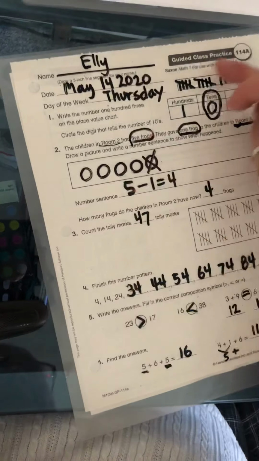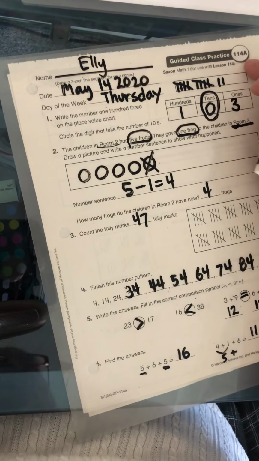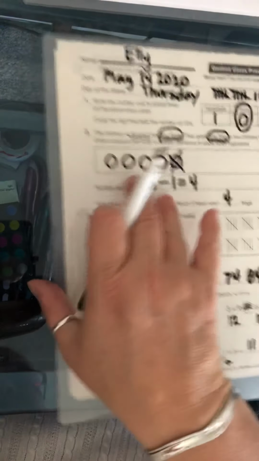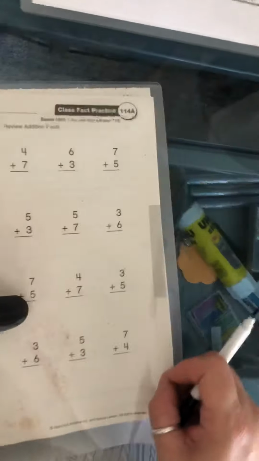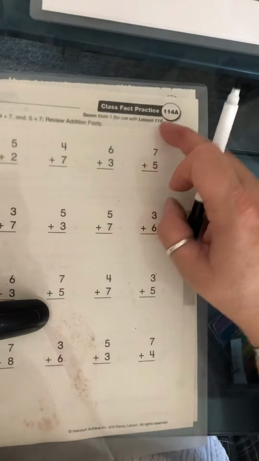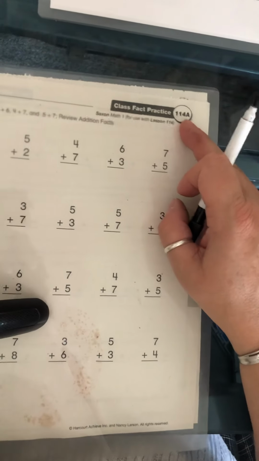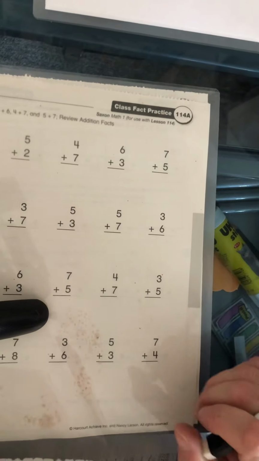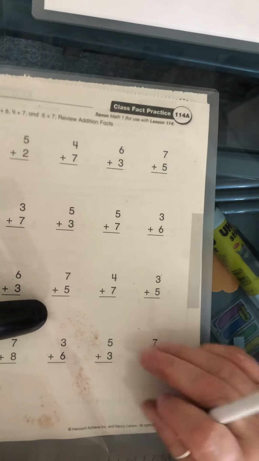Please work on the guided class practice 114B. And then do the class fact practice. Keep up on your facts. 114A and B, please. You don't have to post them on Fresh Grade, but let me know if you're struggling with any of them and I'll help you out, okay?